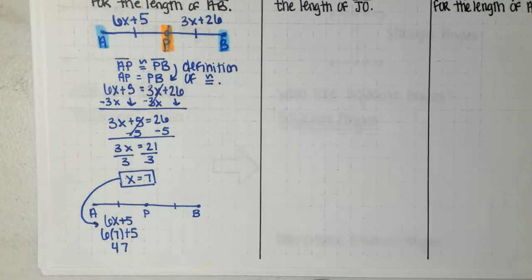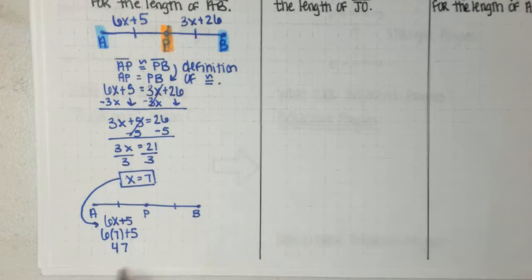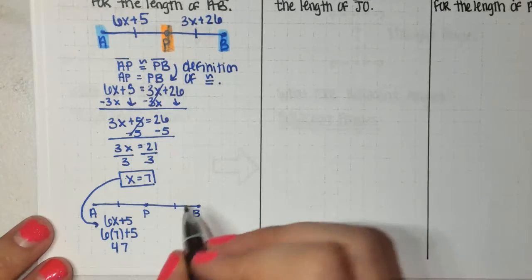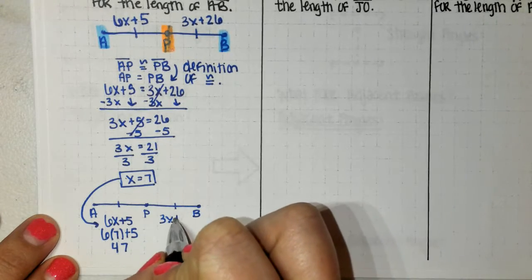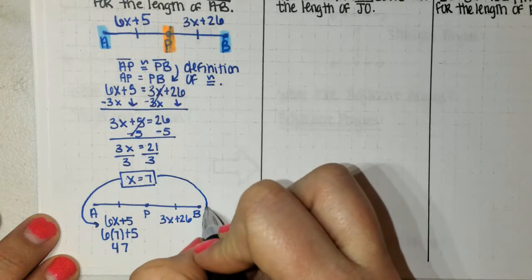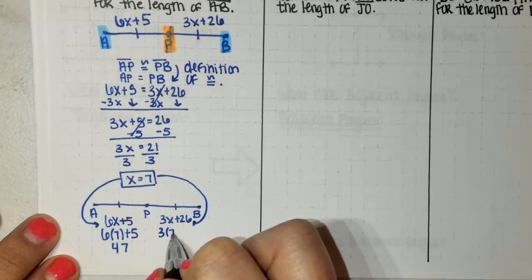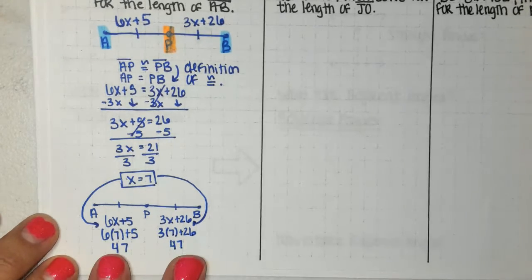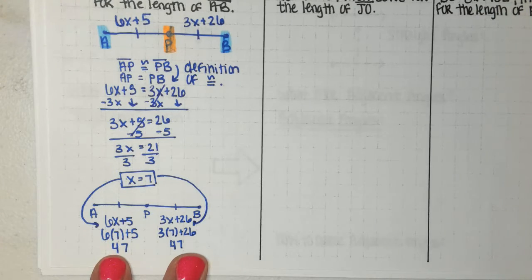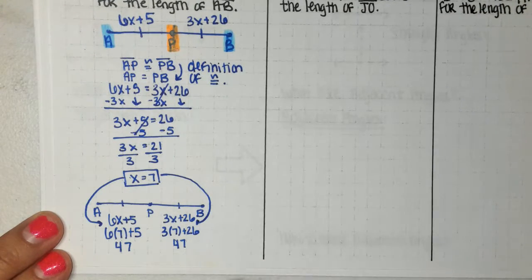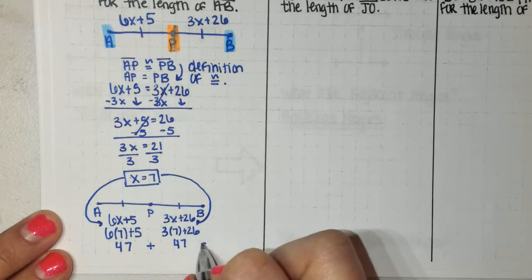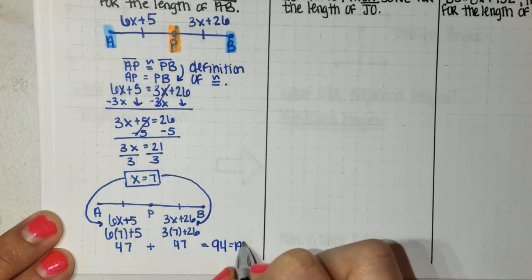Now, you can do one of two things. We know that P is in the middle, so that means if this length is 47, this one should be 47. Or you can check your math to make sure you did your math right by plugging it into the equation separately. So I'm going to take the 7, plug it in for x. 3 times 7 is 21, plus 26 is 47. Notice how they match independently, which means we did that correctly. Now, if I want the full length of AB, I'm just going to add those two measurements together. I'm going to add this part plus this part. 47 plus 47 is 94, which is the length of AB.